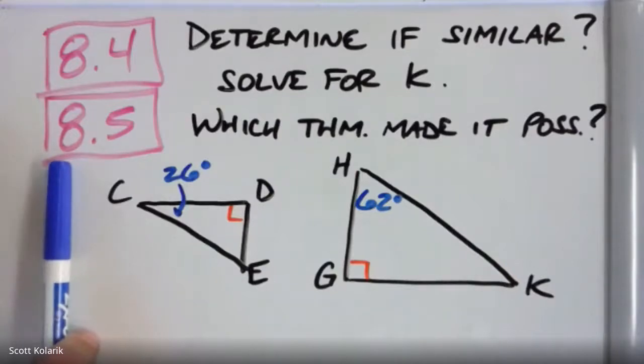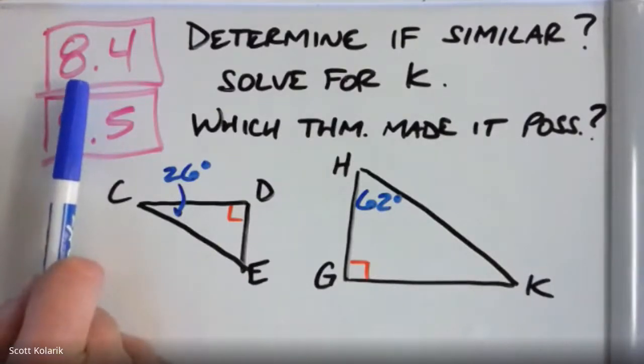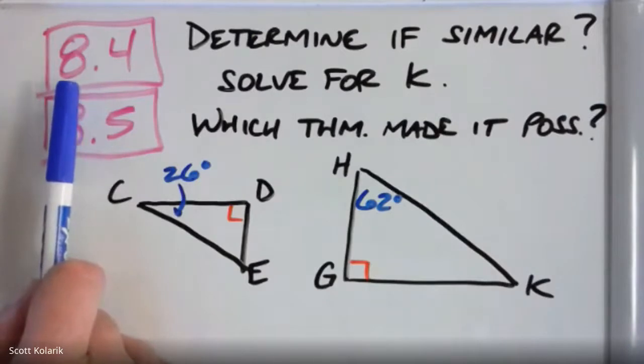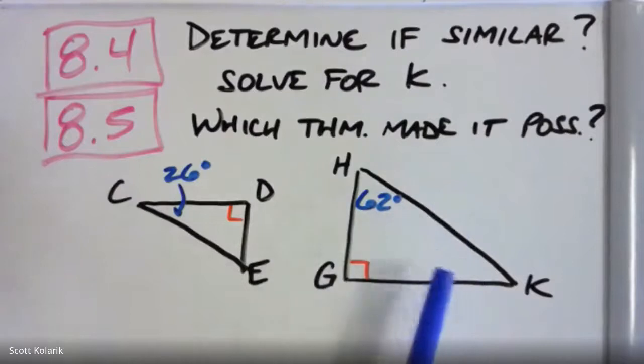In section 5, again, there was the SSS theorem, in which case I need all three side lengths to be proportional to all three other side lengths. Well, again, no information there, so I can't do that. And then the other one here was SAS, and again, I run into the same problem. I don't have any side lengths, let alone two of them, right? So all that's left here is section 4, which involves the AA theorem, in which case I need to show that two angles in one triangle are congruent to two angles in the other.